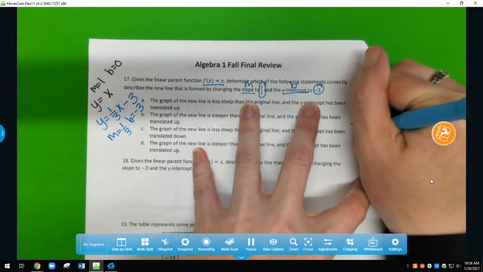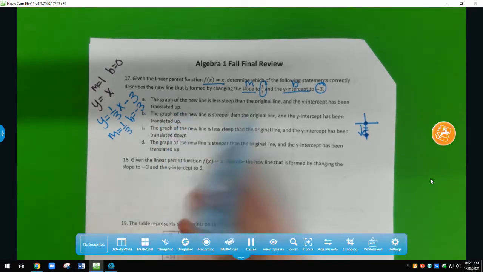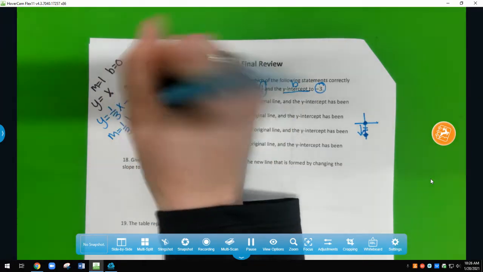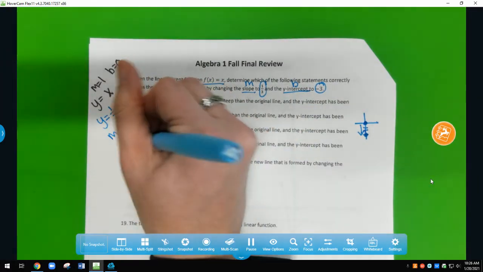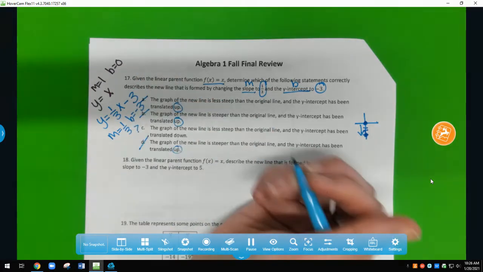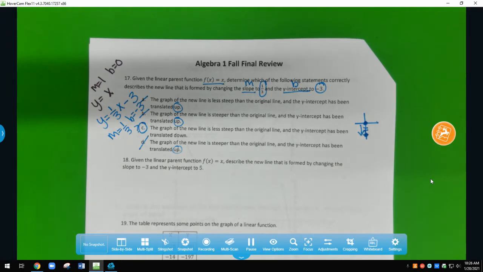So I know I moved down. So I'm going to look. Okay, this one says up. That's gone. This one says up. This one says down. So that's still good. This one says up. So that's out. So my answer would be C.